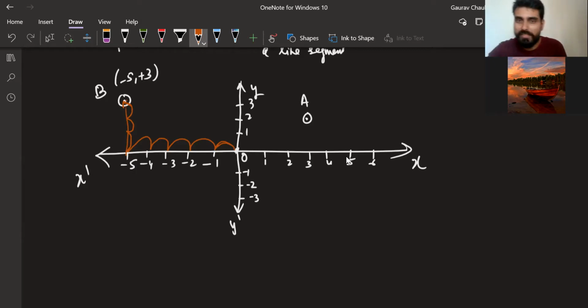Or you can think about it the other way also. You can say, I'll go first 3 steps here and then I'll go -5 steps here. Your choice, okay? Whichever way you want to think.